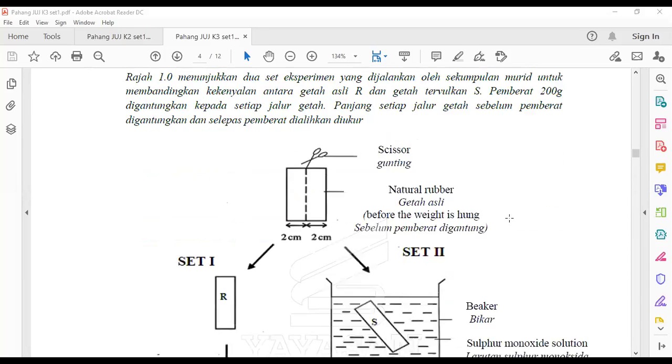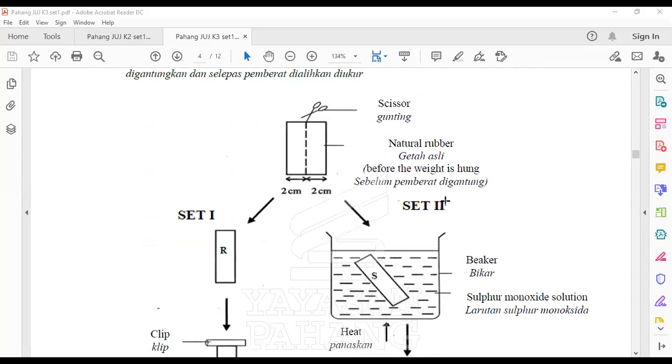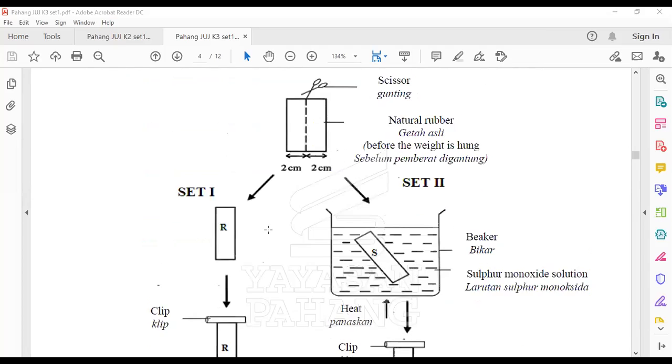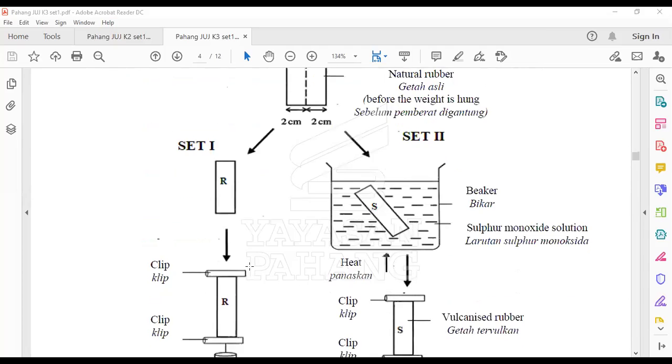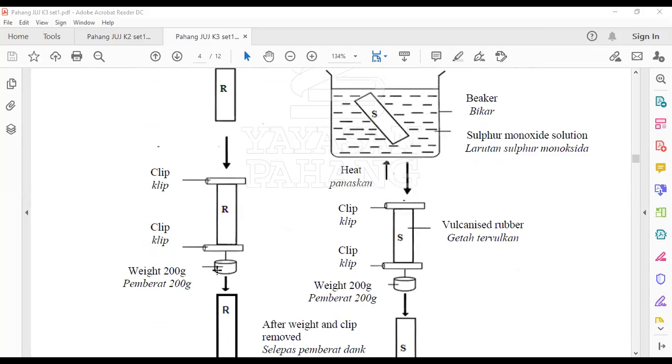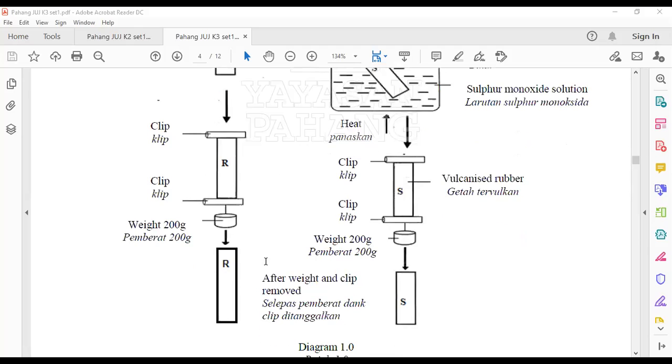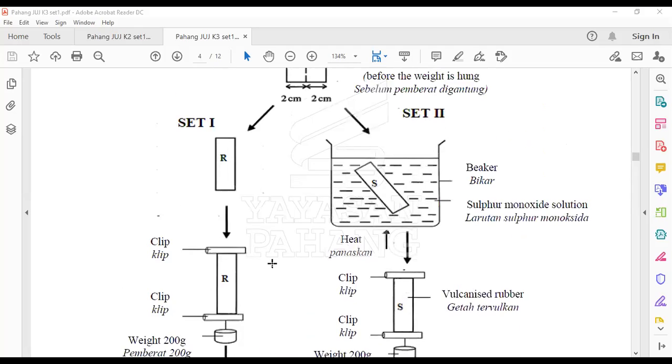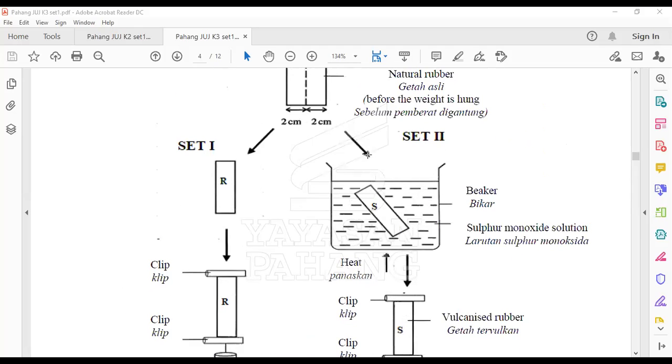Now see the picture, they are showing you this is a rubber strip, natural rubber strip, before the weight is hung. This is the size. For R, you are going to just clip it with the weight of 200 grams. And you will see that the R becomes longer. Can you compare? Did you see? I hope you see. And for S, actually, what is happening for set 2?